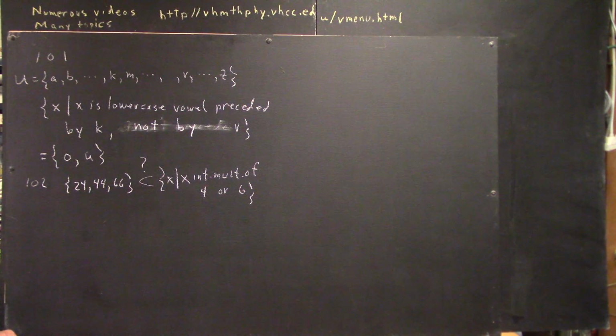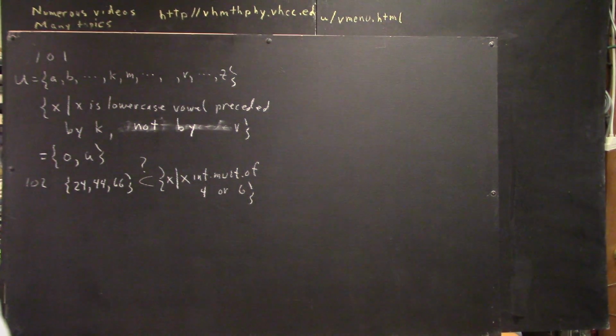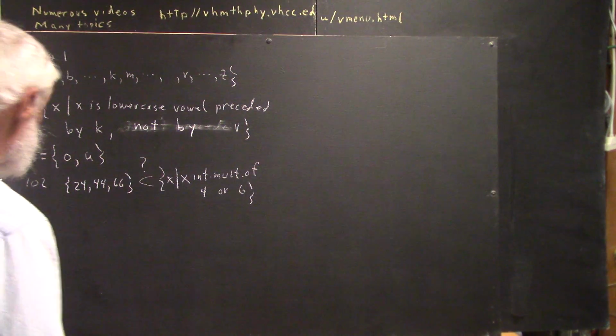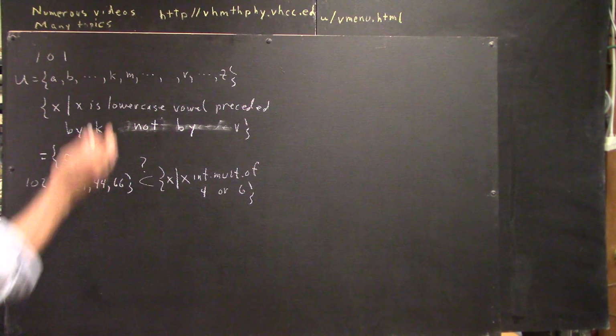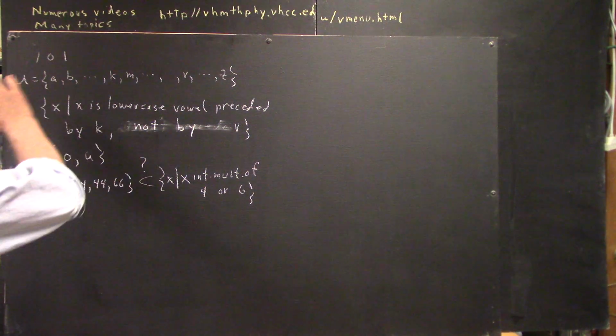Okay, in 102 we have the question of whether this set is a subset of this set. Okay, and you understand what these sets are. So what can we do? Well, as we did up here, let's just take each element of this set. You know, there are more elements here.